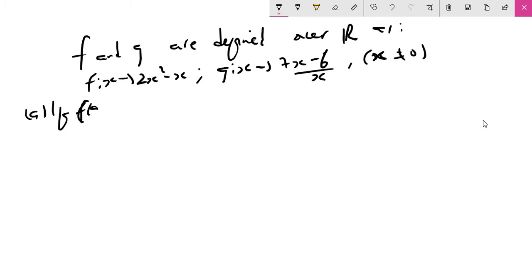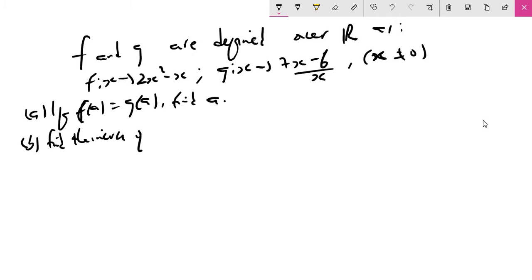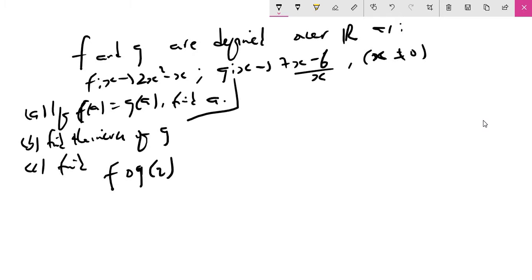If f of a is equal to g of a, find a. And b, find the inverse of g. And c, find f of g of 2. Okay, let's do this.